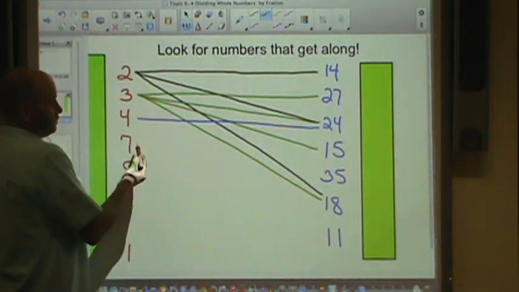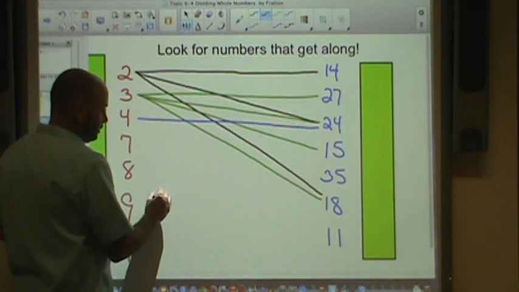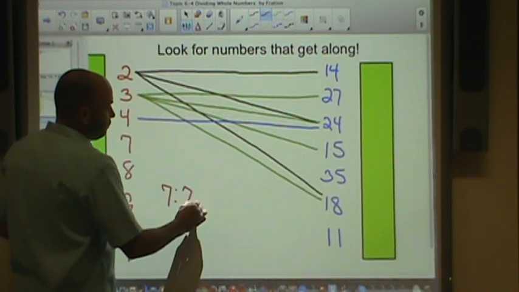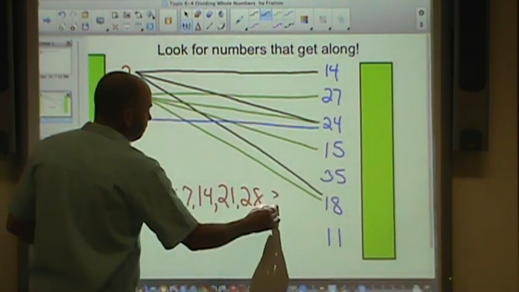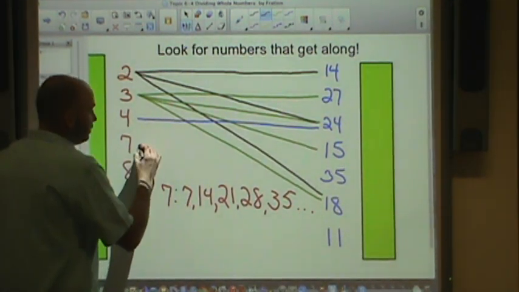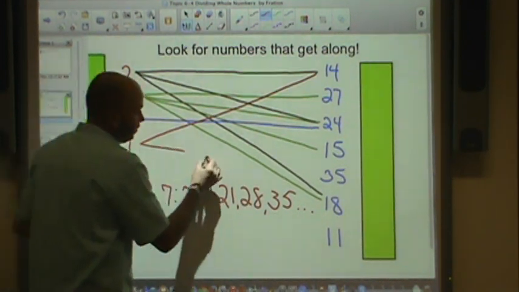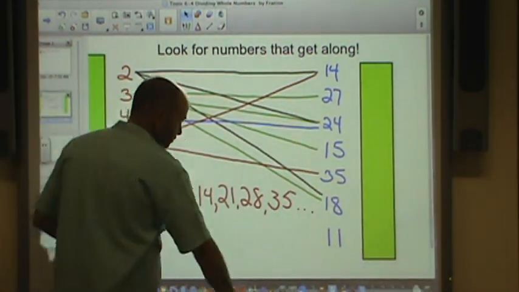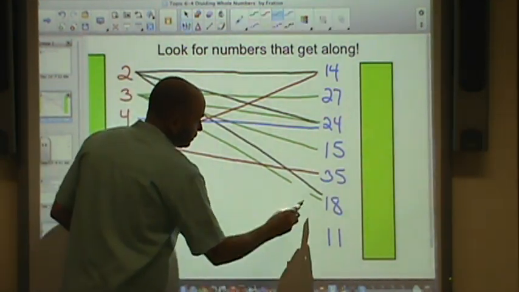If we look at number 7, we could ask ourselves, well, let's look for multiples of 7. 7, 14, 21, 28, 35, and on and on. And then you'll see that 7 is going to get along with 14. 7 is definitely going to get along with 35. So those numbers are compatible. So you can use multiples to do this, or you can use factors to do this.